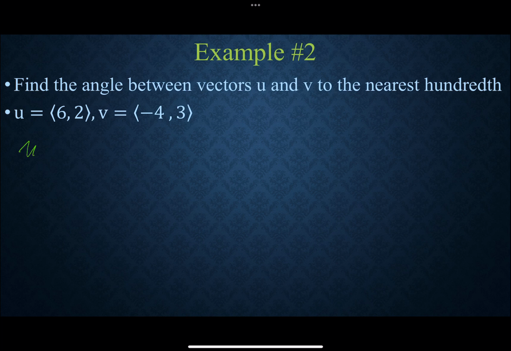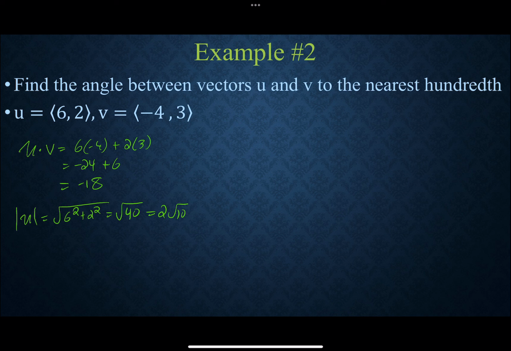So here we're going to find our dot product first. U dot V would be 6 times negative 4 plus 2 times 3. We get negative 24 plus 6, which is negative 18, which tells me I'm going to have an obtuse angle. Magnitude of U would be the square root of 6 squared plus 2 squared, which is square root of 40, which would be 2 root 10. And the magnitude of V would be the square root of negative 4 squared plus 3 squared, which is square root of 25, which is 5. So our angle would be the cosine inverse, don't write tangent inverse, cosine inverse of negative 18 divided by 2 root 10 times 5.